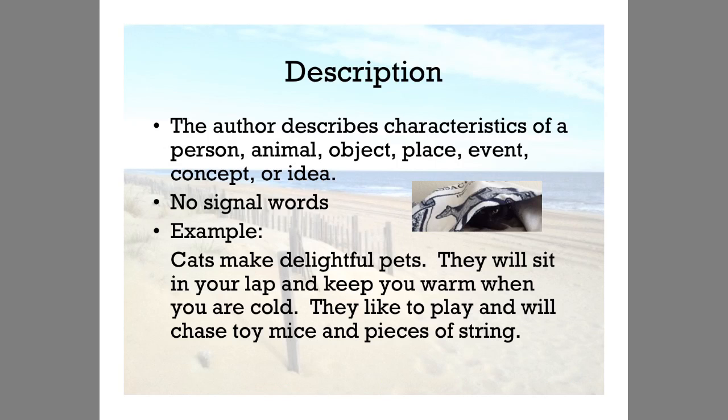And our last type of expository text structure is description. With description, the author simply describes characteristics of a person, place, animal, and so forth. And with description, the author doesn't use any particular signal words. And I have an example here.